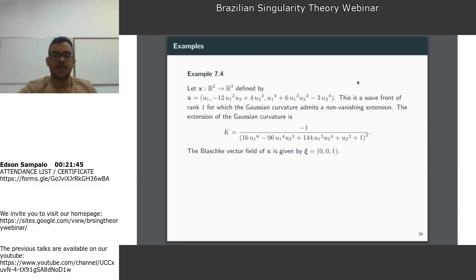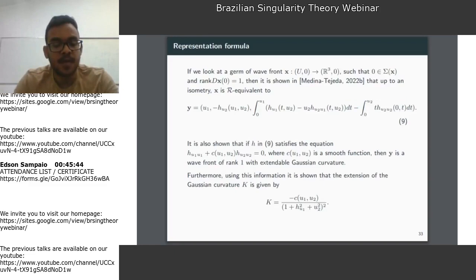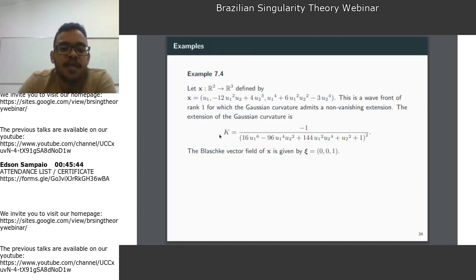in the regular case, the case of surface with a constant Blaschke vector field, it defines a special class of surface called improper affine spheres. In this case, we are obtaining here improper affine spheres with singularities. And also we observe that every time we take H as a smooth function satisfying this PDE and we take C as a constant, we obtain a wavefront of rank one that is an improper affine sphere. So the Blaschke vector field is constant.